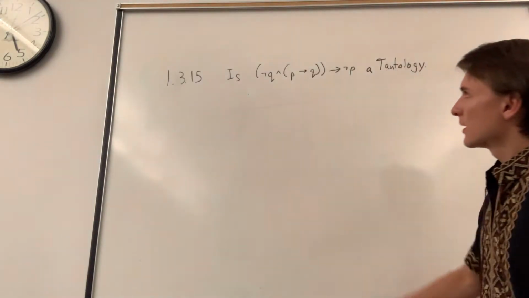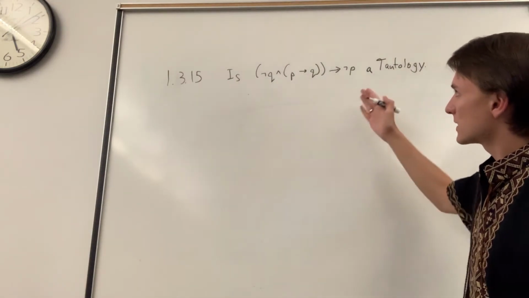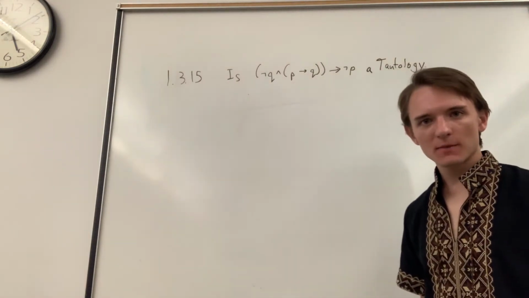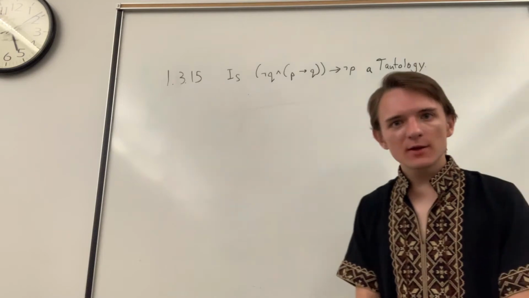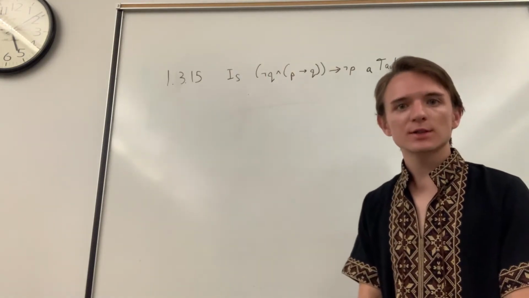So let's begin with the second recitation. 1.3.15. Is this expression, the negation of Q and P implies Q implies negation of P, a tautology? And specifically, it wants us to determine this using equivalence laws.